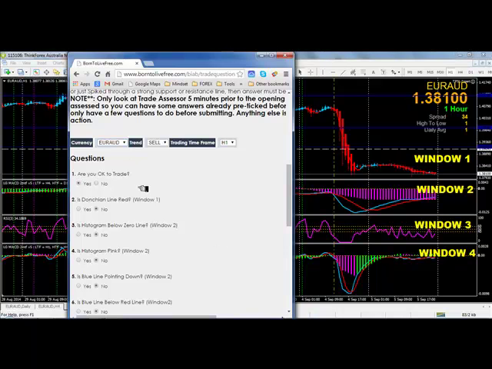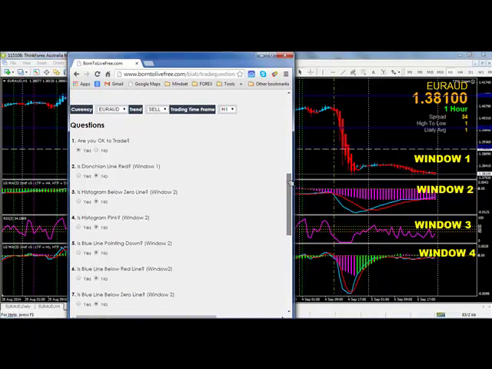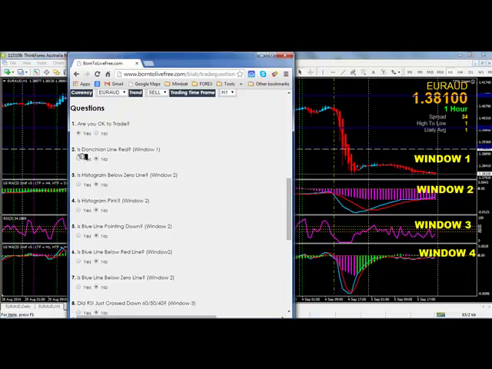The first question is the most important. Are you okay to trade? If you're not, meaning you're distracted or you're not focused on your trading, then walk away. Question 2. Is the Donchian line red in window 1? Yes.